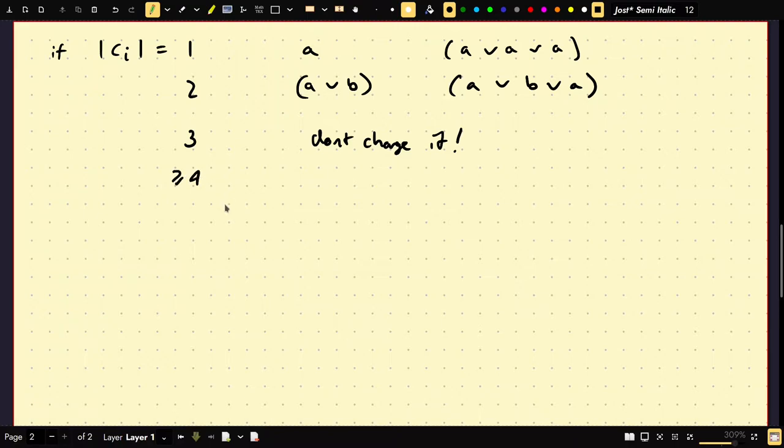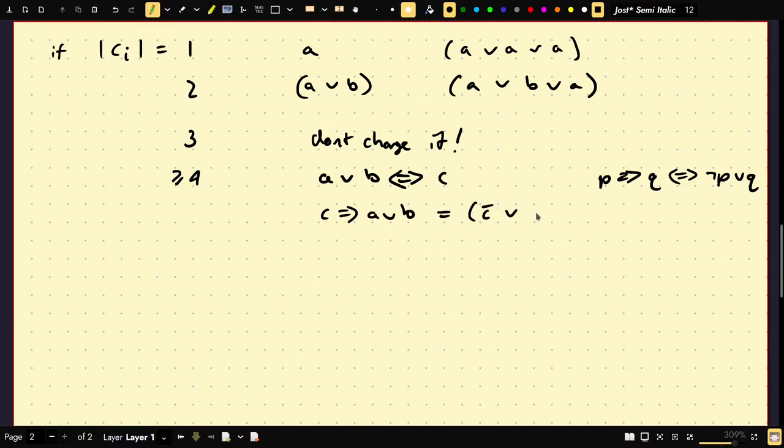Well, I'm going to show you how to take two literals of a clause and expand it into multiple clauses. Let's say two elements of our clause were A or B, and we're going to make this equivalent to some C. Logically, recall that P implies Q is equivalent to not P or Q. So we're going to do the same thing for both directions. C implies A or B is equivalent to not C or A or B. Bam. It's in 3 form.